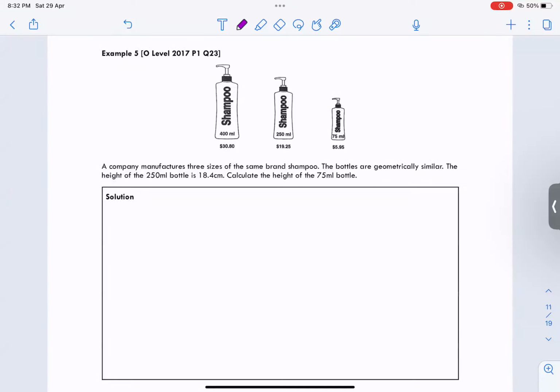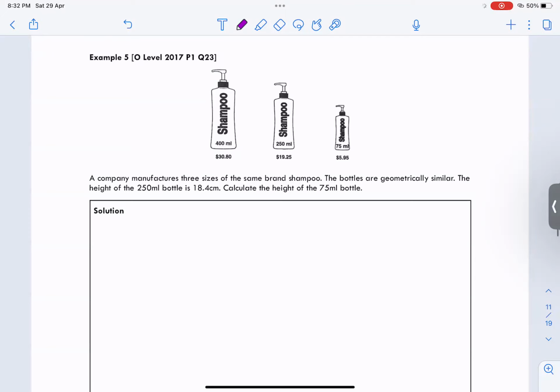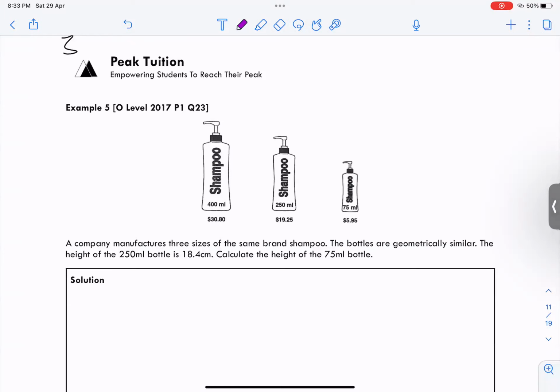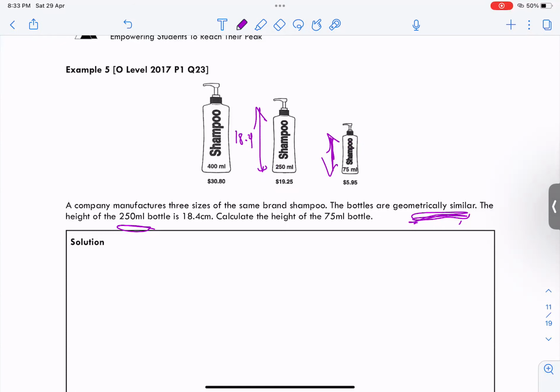I'll go through now. So for this one, the bottles are geometrically similar. The height is 18.4, and they want you to find out what this is. So at first, the first step, let H cm be the height of the 25 ml bottle.